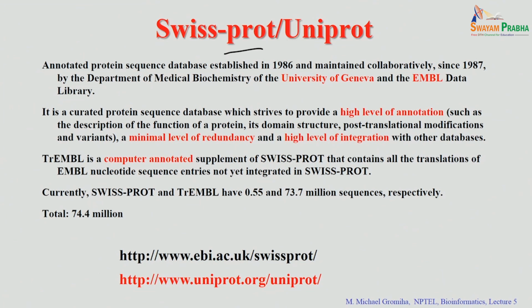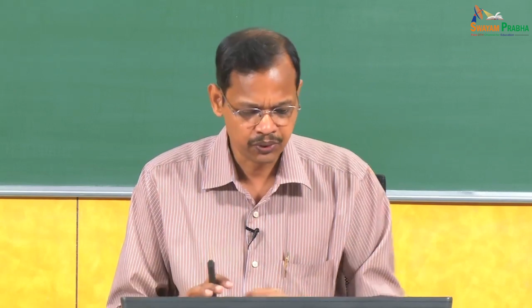This SwissProt was established in 1986 from the University of Geneva and the EMBL data library. This is the curated database, and the major aspect of UniProt is the high level of annotation. They give much information regarding a particular protein. In the later slides I will explain some of the major aspects of UniProt. For example, they give the description of the protein and various functions, the structures, post translational modifications, different variants, diseases and interactions and so on. So, it gives a wealth of information for a particular protein.